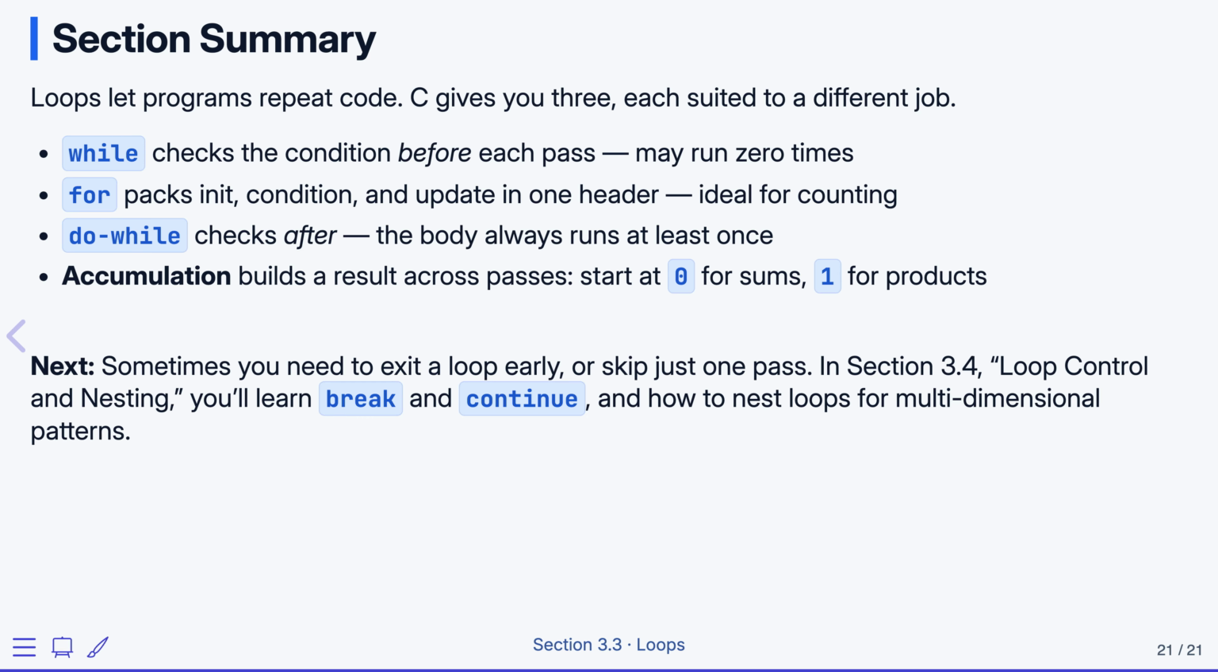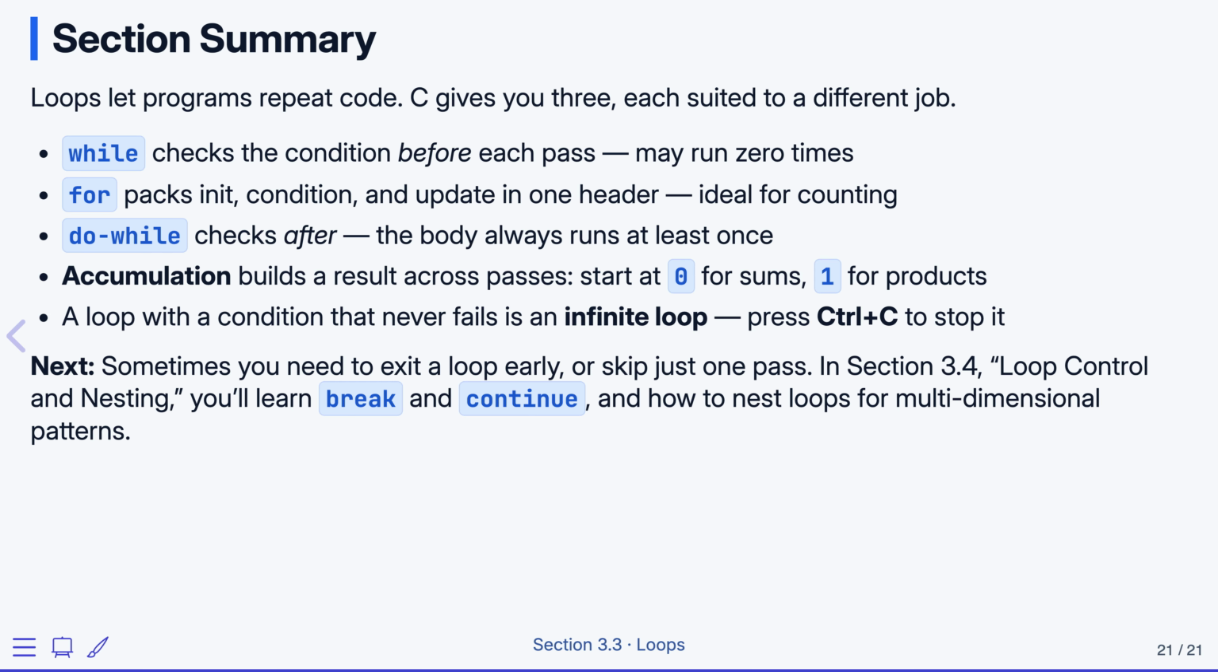Accumulation builds a result across passes. Start the accumulator at 0 for a sum and at 1 for a product. And a loop whose condition never fails is an infinite loop. Press Ctrl+C to stop it. Next, in section 3.4, Loop Control and Nesting, you will learn break and continue to control a loop precisely, and how to nest loops inside each other for multi-dimensional patterns.